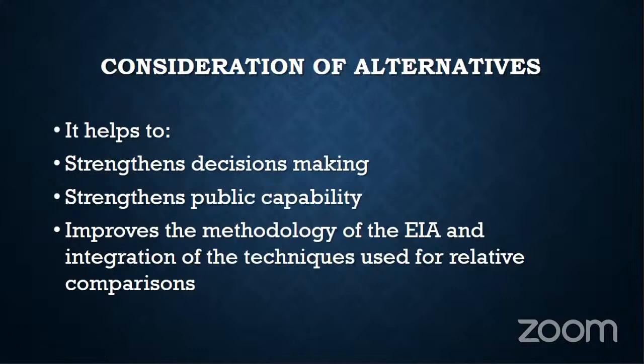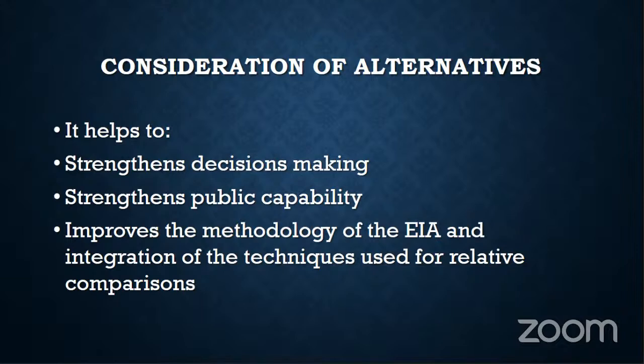The next step is the consideration of alternatives. After scoping, we have to consider alternatives. Scoping will define the impacts, so what are the impacts? If the impact is very high, then we need to look into alternatives. We need to check whether alternative procedures or an alternative site is available. This consideration of alternatives will help to strengthen the decision making.